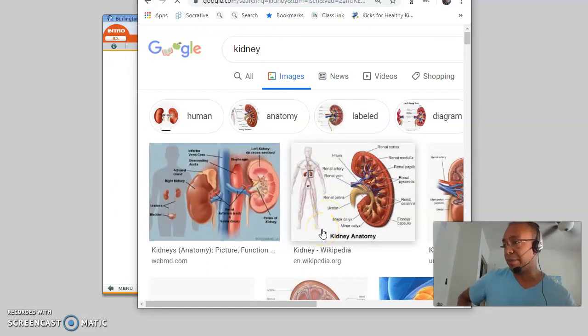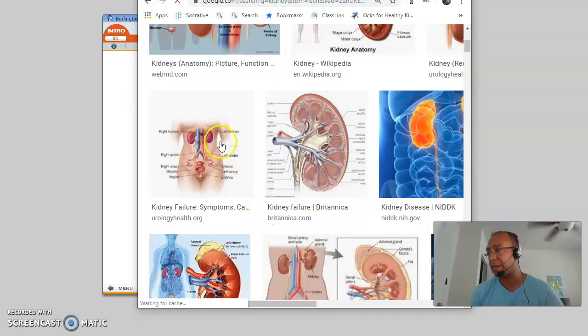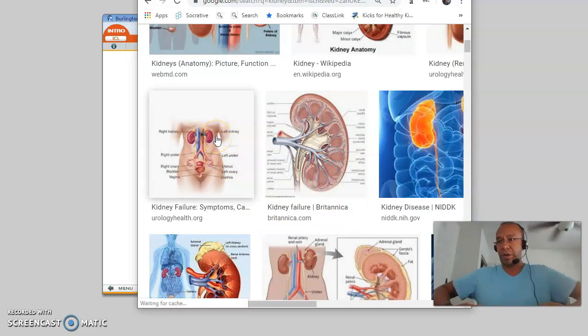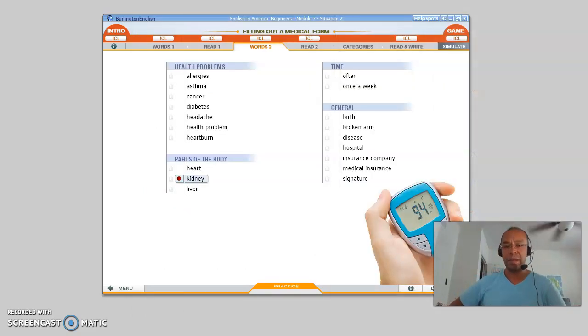You have a left kidney and you also have a right kidney, okay? Your kidneys are located in this area right here. You have your right kidney and you have your left kidney. These are your kidneys right here. Very important.